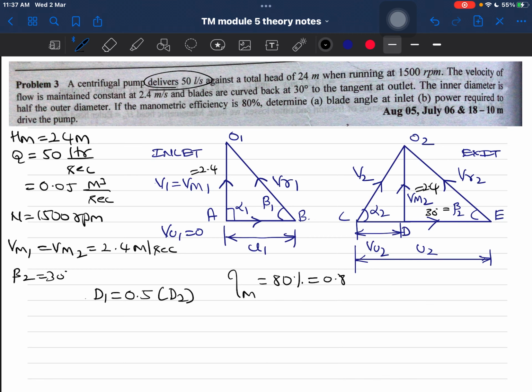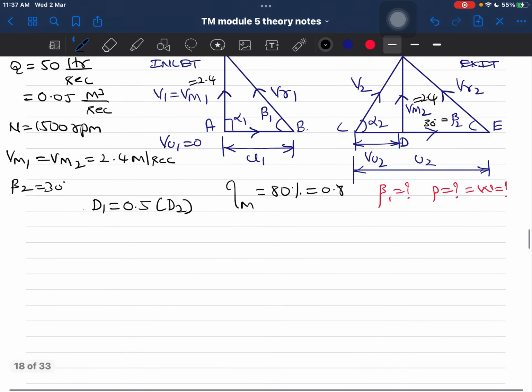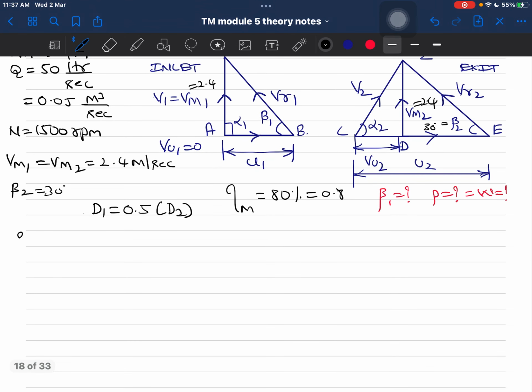So determine the blade angle at the inlet. What we need to find is the blade angle at the inlet, and the power required to drive the pump. So power is being questioned. Power is nothing but the work done. So let us go with the solution of this.